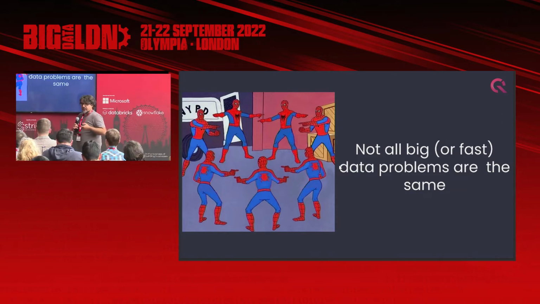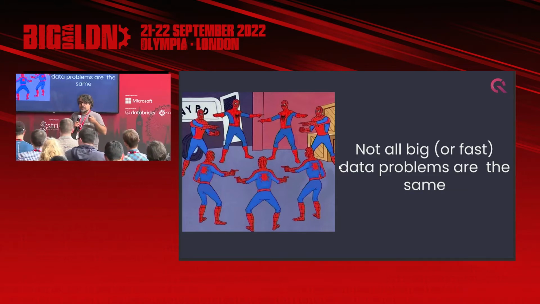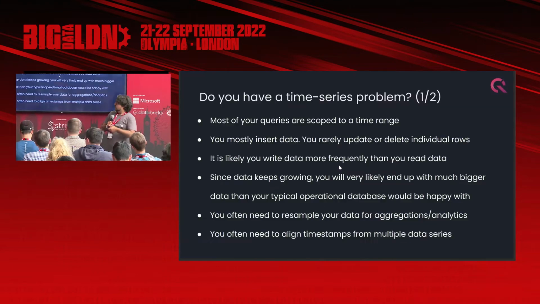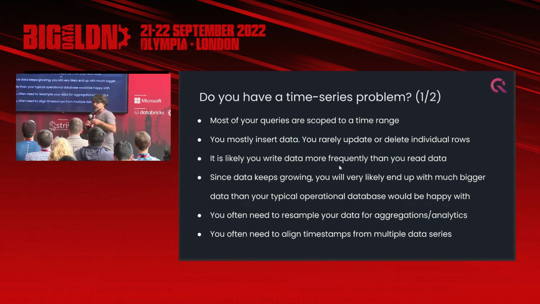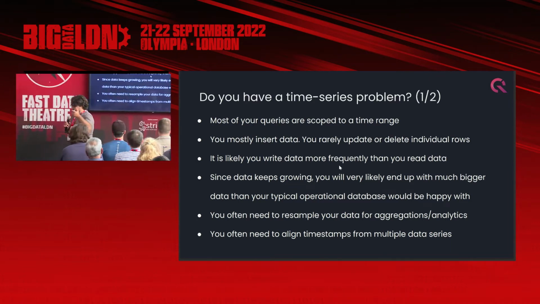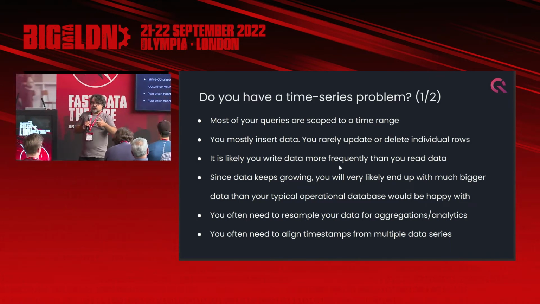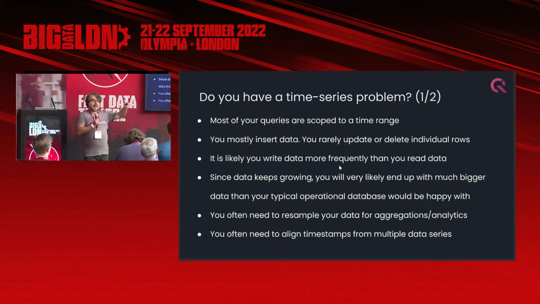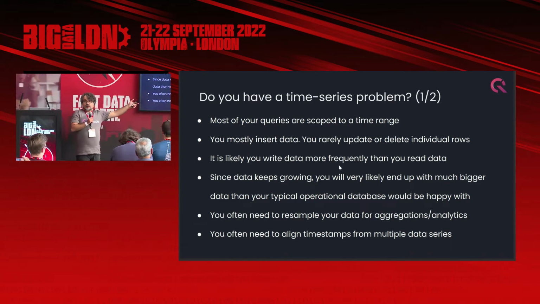But how do you know if you have a time series problem? Well, there are some indicators. For example, most of your queries might be limited to a time range. Imagine, how much is overheating my nuclear reactor in the last 30 seconds. That's a real use case for one of our users.